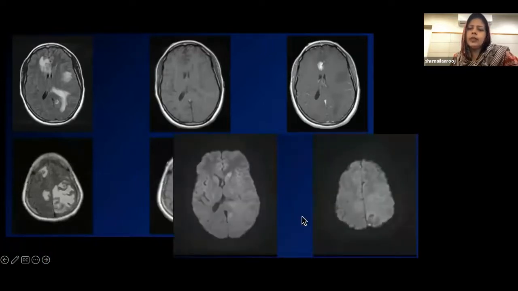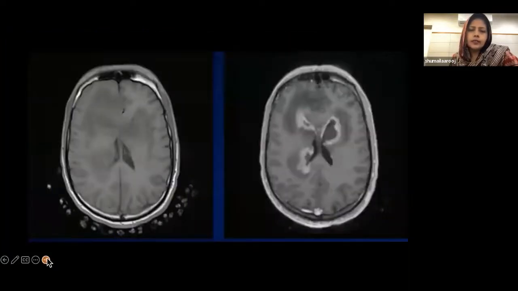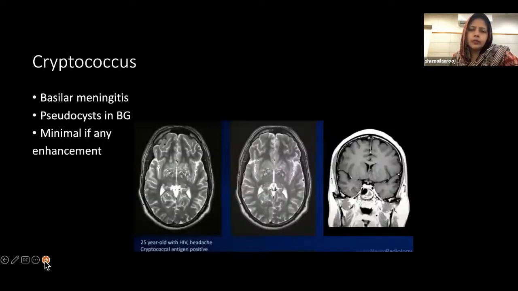And they do not show any diffuse restriction. You can see that this large lesion is not showing any diffuse restriction. It is different from lymphoma, in which you can see a peripheral solid enhancement, this is periventricular, and this enhancing part shows diffuse restriction.